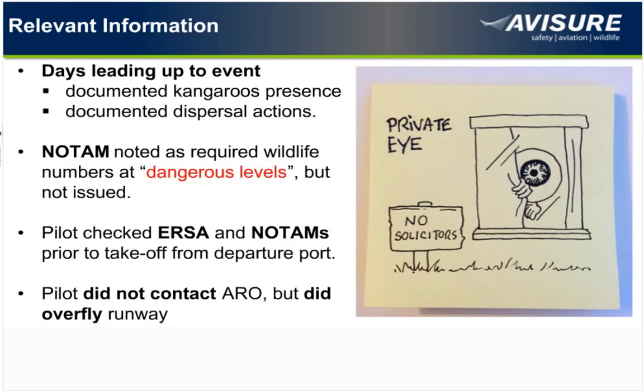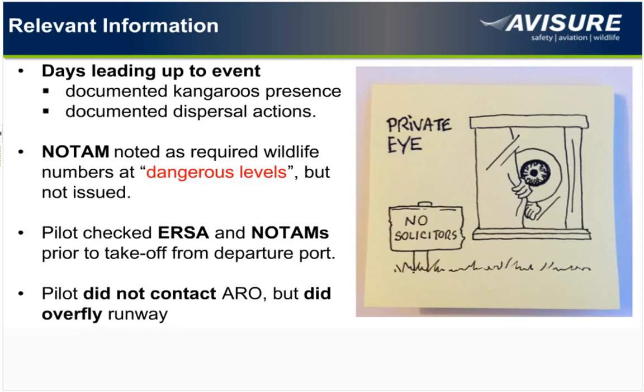So before the pilot left the departure port, the pilot actually checked the IRSA and checked for any NOTAMs that might be relevant. The IRSA in this case noted that the kangaroo hazard exists, and it gave an ARO mobile phone number. So with that information, when the pilot looked at the IRSA, the pilot also automatically went to check for a NOTAM just to see what was going on at the time.